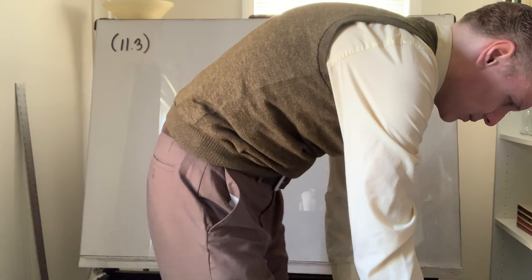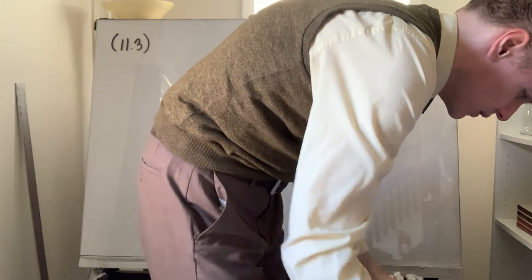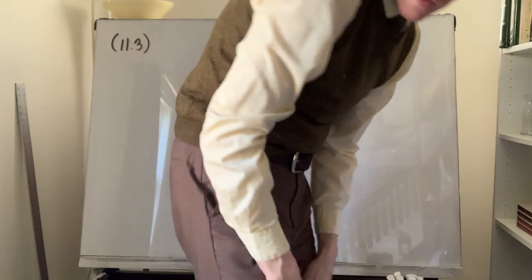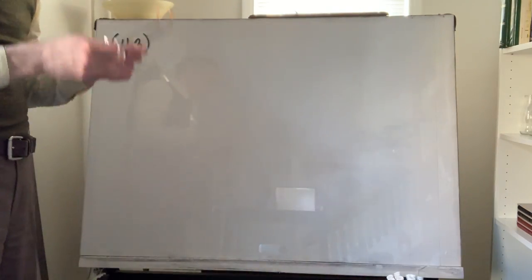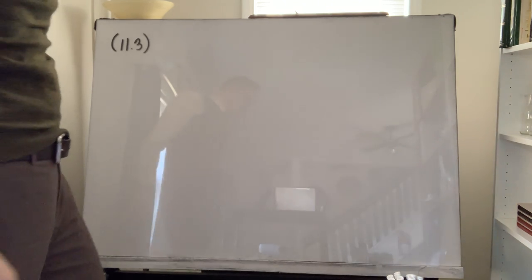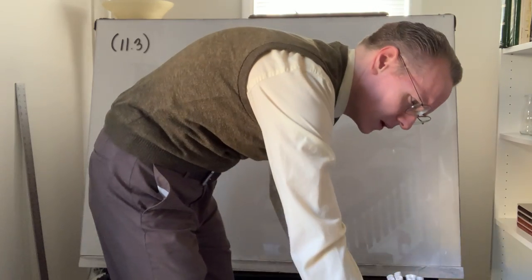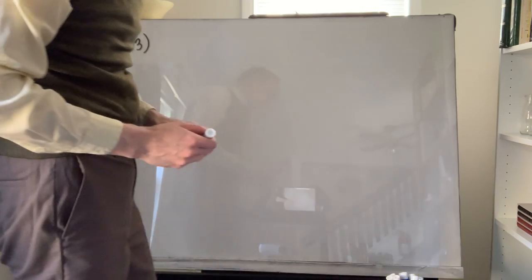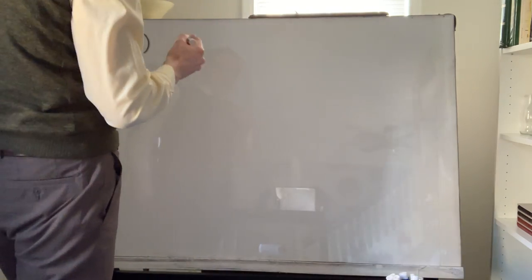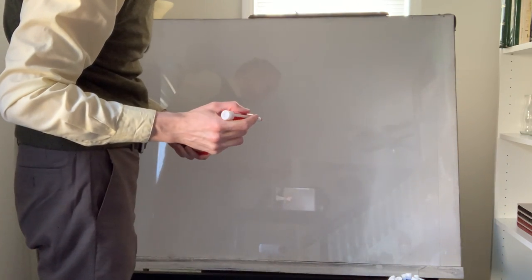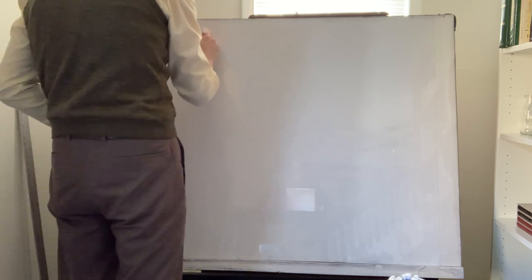Let me just do some vocabulary. Let me start with a diagram. Section 11.3 is about expectation or expected value. Think of it this way: expected value, it's a formula.